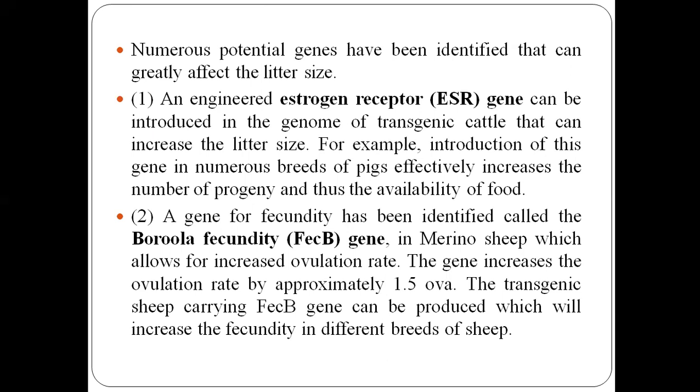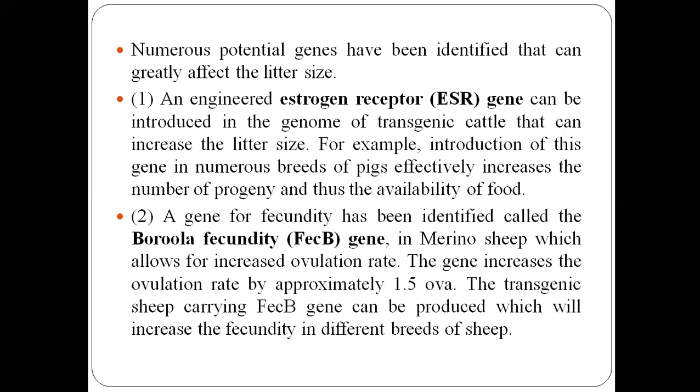An engineered estrogen receptor gene can be introduced in the genome of transgenic cattle that can increase the litter size. Okay, so you are going to introduce an engineered estrogen receptor gene. Now estrogen is one of the reproductive hormones. So the estrogen receptor gene can be introduced in the genome of transgenic cattle, so that can increase the litter size.